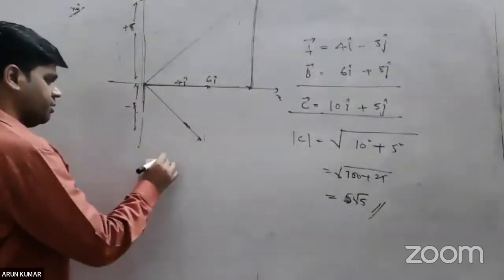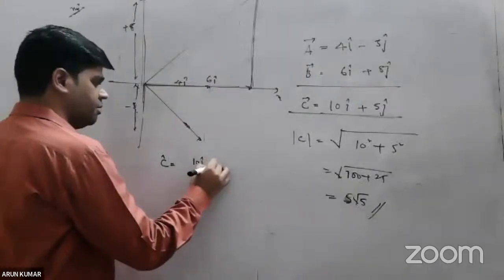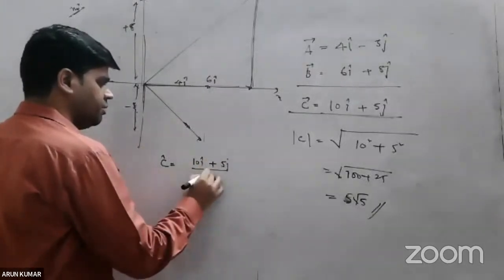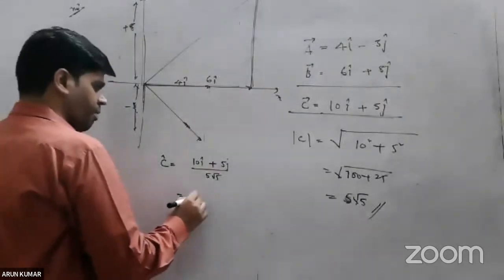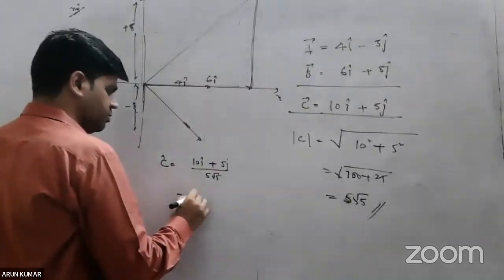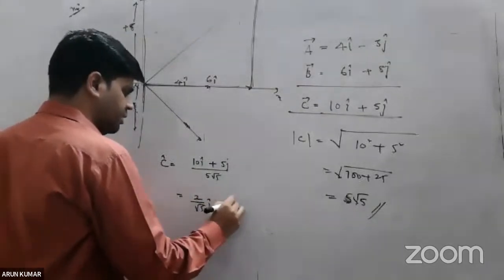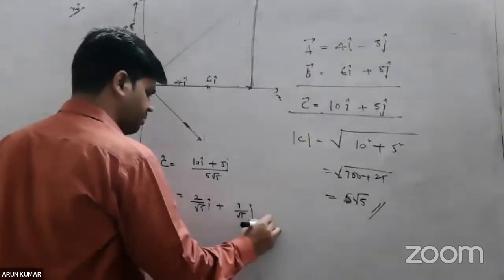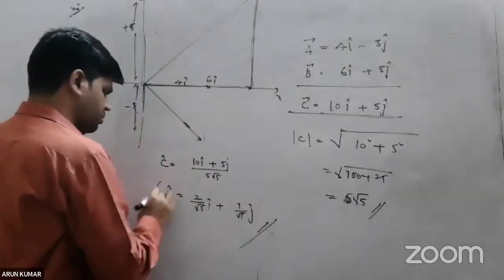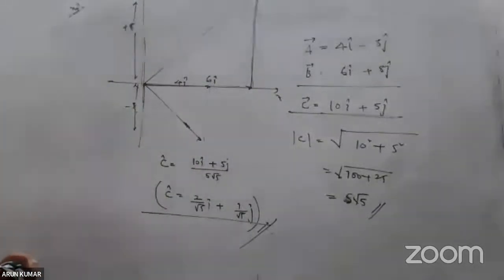So C cap would be 10i cap plus 5j cap by 5 root 5, which becomes 2 by root 5 i cap plus 1 by root 5 j cap. That is my unit vector along A bar plus B bar.